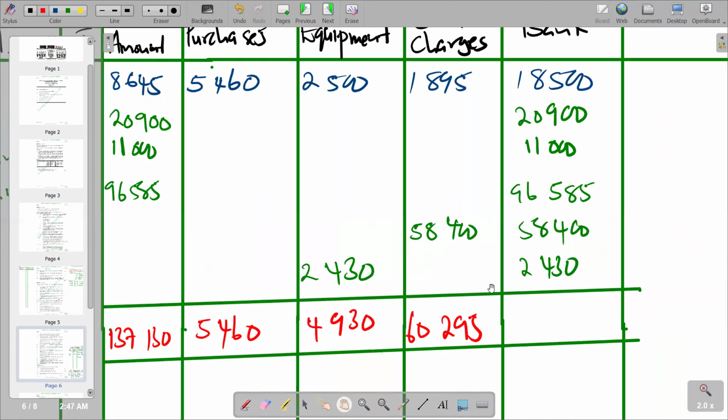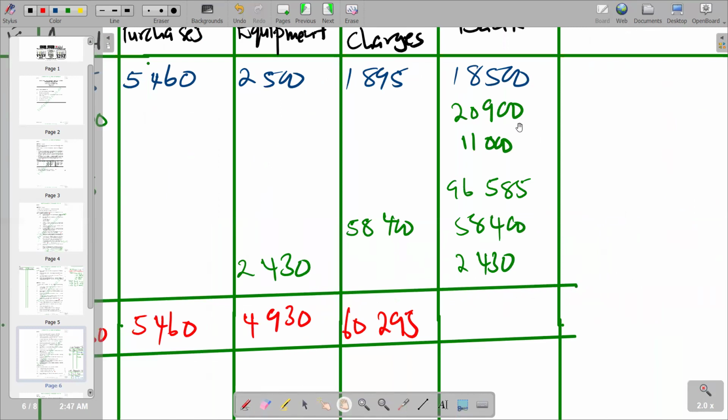Then go to the last column, where we add 18,500 plus 12,900 plus 11,000 plus 96,585 plus 2,430 plus 58,200. So the total is going to be 287,850. These are the totals. We go to the cash receipts journal.